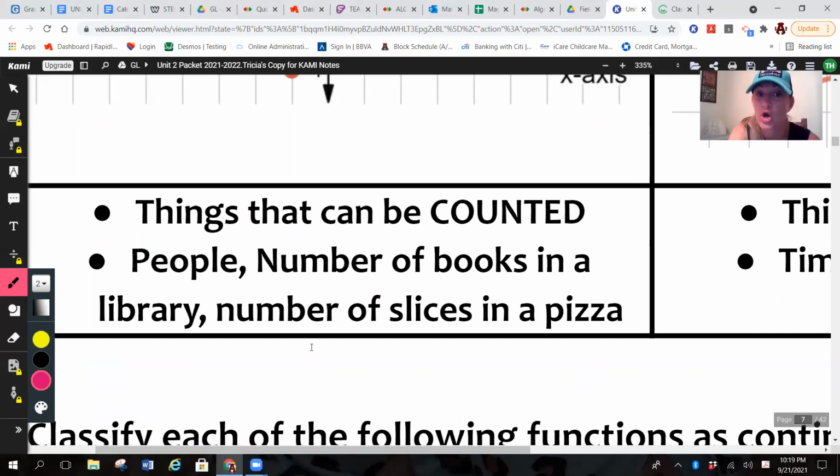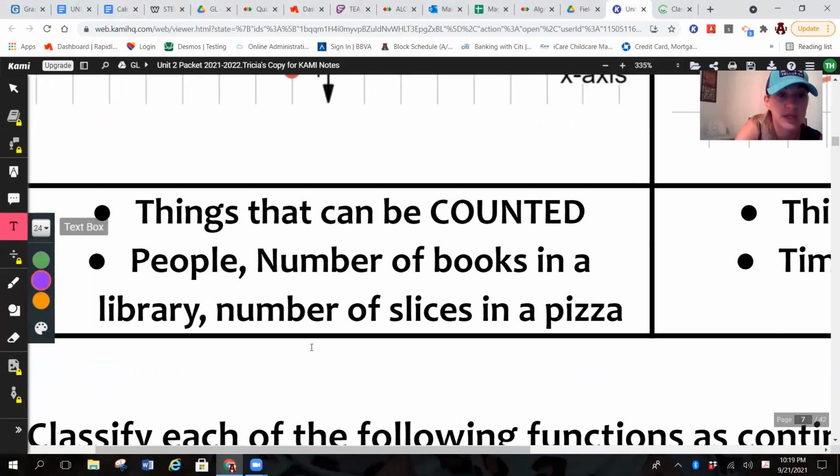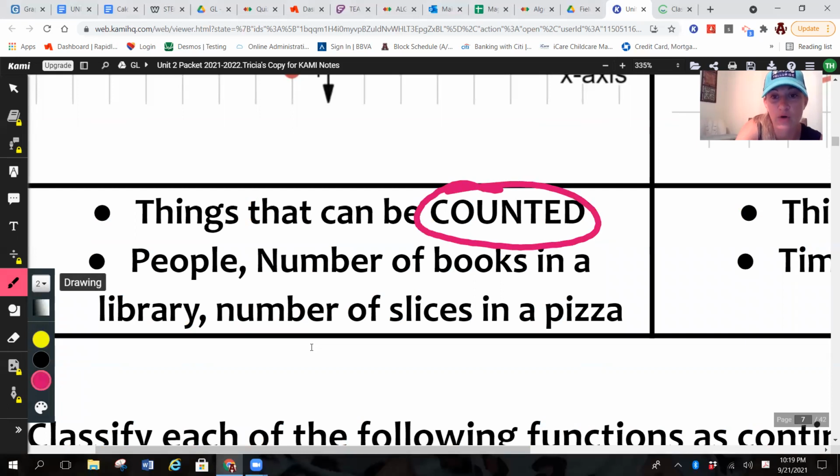Discrete things are people, number of books in a library, number of slices in a pizza. Discrete things are things that can be counted. Okay? So how many students are in the class today? I can physically count you. That's discrete data.